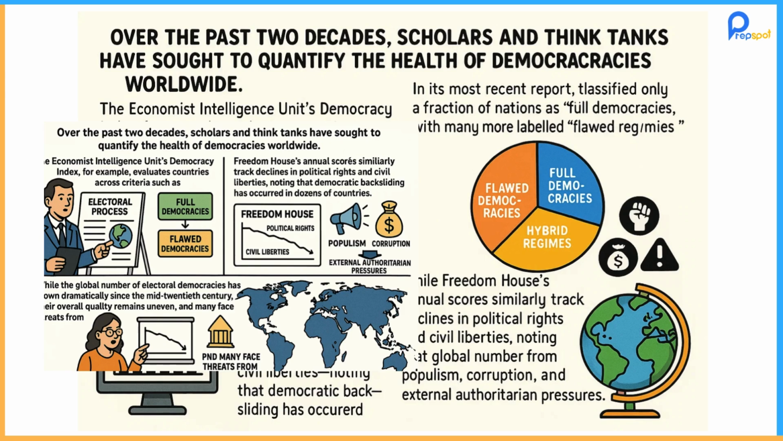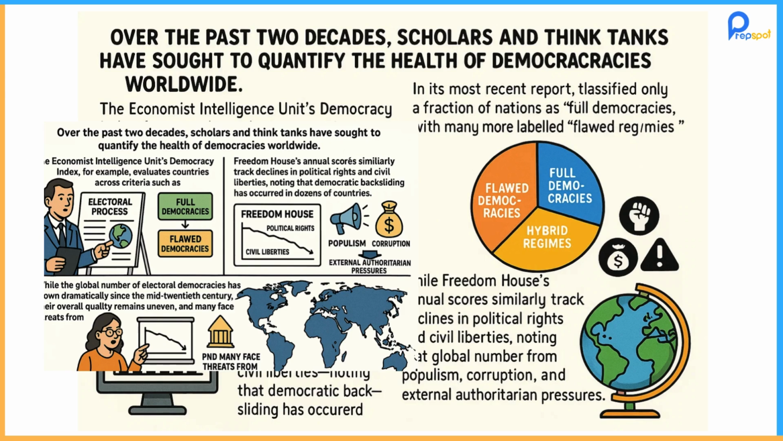Over the past 2 decades, scholars and think tanks have sought to quantify the health of democracies worldwide. The Economist Intelligence Unit's Democracy Index, for example, evaluates countries across criteria such as electoral process, civil liberties, government functioning, political participation, and political culture. In its most recent report, the index classified only a fraction of nations as full democracies, with many more labeled flawed democracies or hybrid regimes.